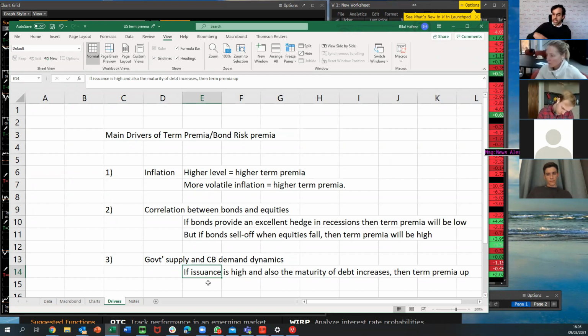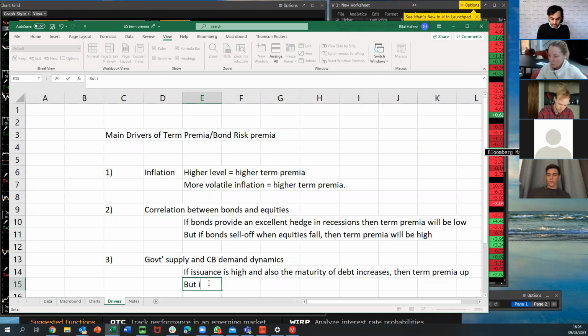So many people today are saying, okay, there's massive fiscal deficits everywhere. So that means there should be lots of increase in term premia. There's too many bonds being issued now. But on the counter, if the central bank is buying bonds, then term premium falls.